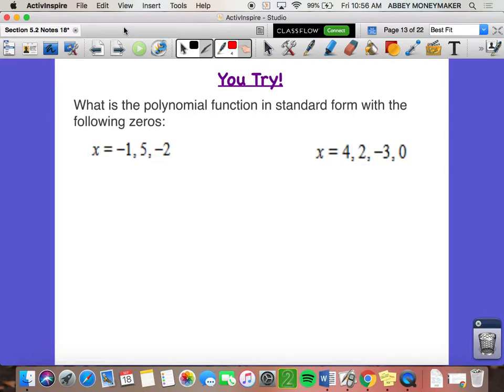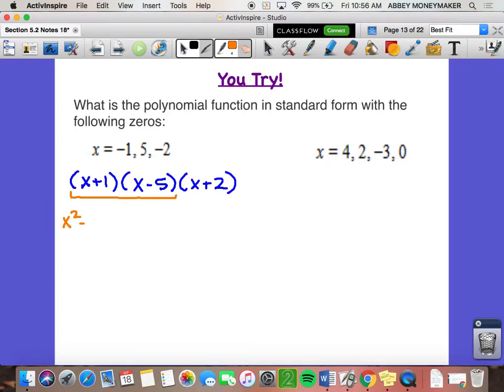So what is the polynomial function in standard form with the following zeros? You know what to do first. Write it out in factored form. That came from x plus 1 times x minus 5 times x plus 2, correct? All right. Which 2 do you want to multiply first? First 2. Love it. Let's multiply these first 2 together.